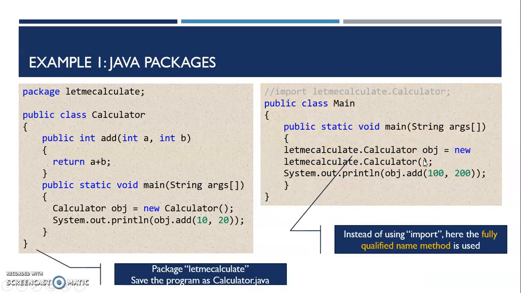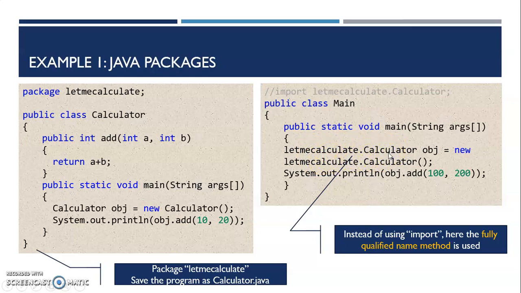Another way of implementing this is that there is no need to import the class calculator from the package LetMeCalculate. Directly write the code, and inside the code, if you want to generate the object corresponding to calculator, you have to specify like this: package name followed by a dot followed by the class name, then space, object name equal to new, again the package name dot class name. Okay, this particular name is representing what?